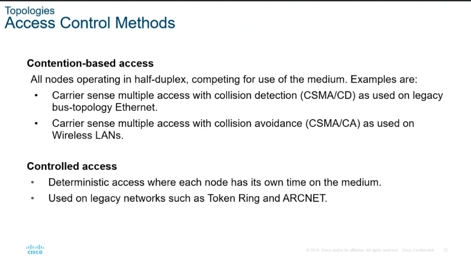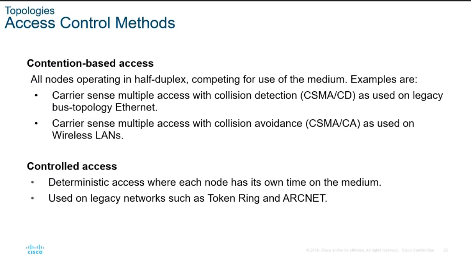In contention-based access, all nodes operate in half duplex, competing for use of the medium. These are examples of contention-based access: CSMA/CD, or Carrier Sense Multiple Access with Collision Detection, which is legacy on bus topology Ethernet. And then there is Carrier Sense Multiple Access with Collision Avoidance, or CA, as used on wireless LANs.